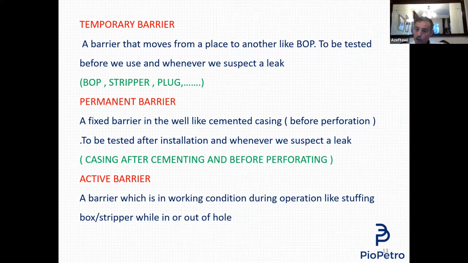And I have another barrier, which is the BOP. I have another barrier, which is the Christmas tree. During the operation, the primary barrier, which is the stuffing box, leaks. The question is, how many active barriers do you have now? I will give you a few seconds to think. How many?